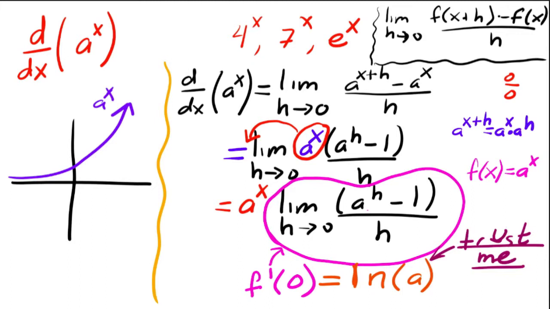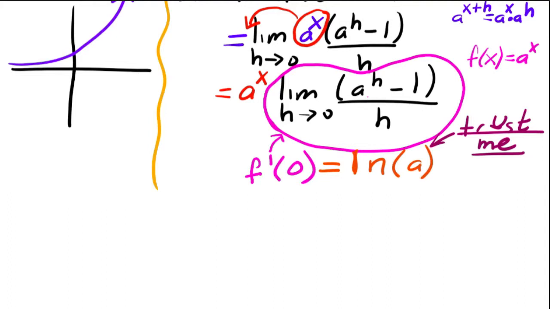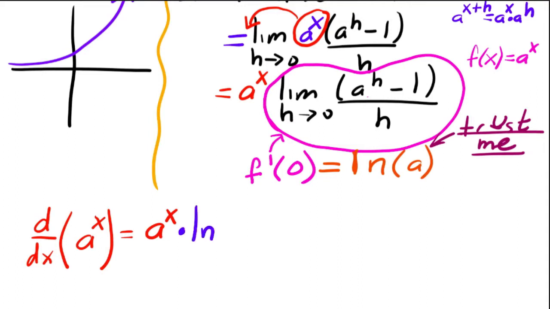Now, one thing to note, so let me write this down. Let's go down here. So then what that gives us is that the derivative of an exponential function, a raised to the x, where a is a constant, is equal to a to the x times natural log of a. Okay, so that's the first one.